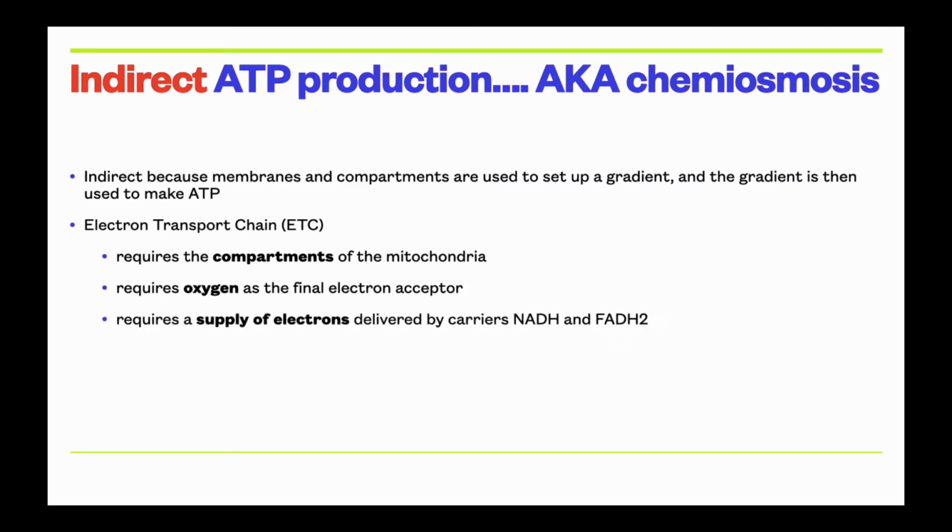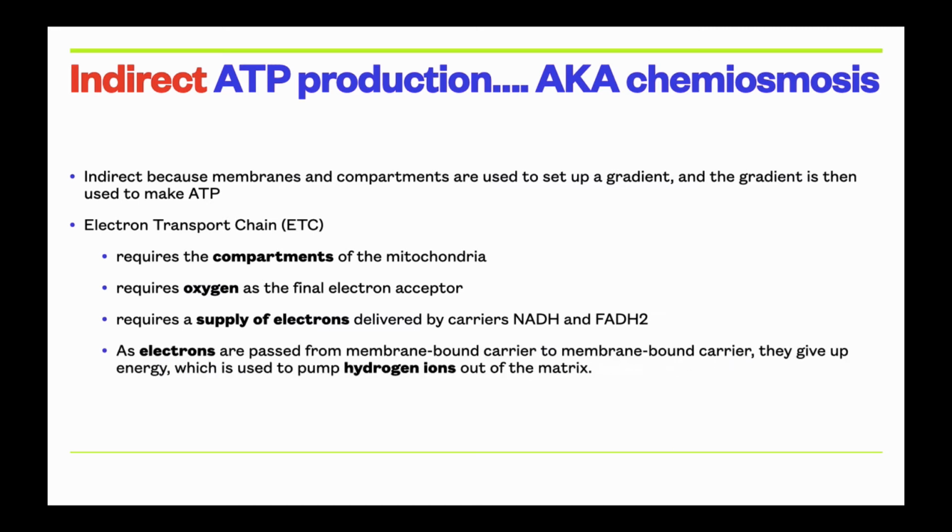It requires a steady supply of electrons that are delivered to it by carriers, NAD and FAD, which I'm hoping you remember. They have kind of silly names. What's happening is we are passing electrons from carrier molecule to carrier molecule, and as they give up their energy, that energy is being used to force hydrogen ions from one side of the membrane to the other. If you remember, the hydrogen ions are being pumped out of the matrix into the intermembrane space.